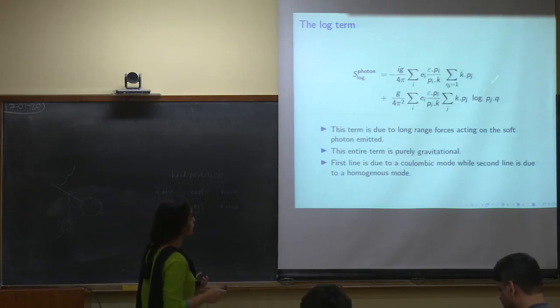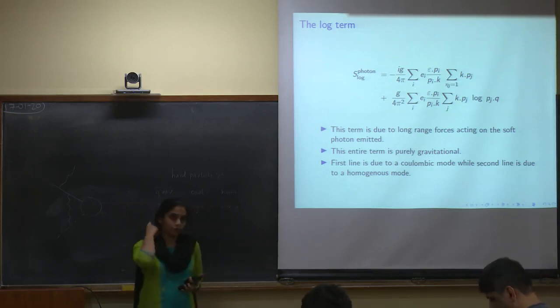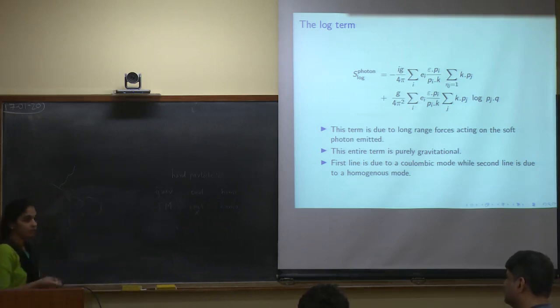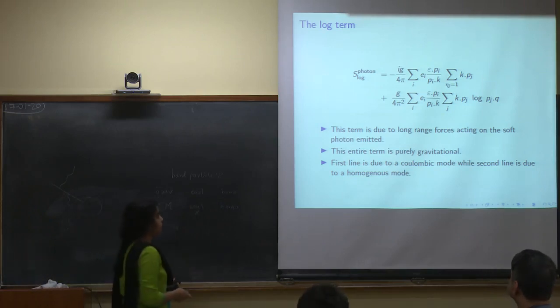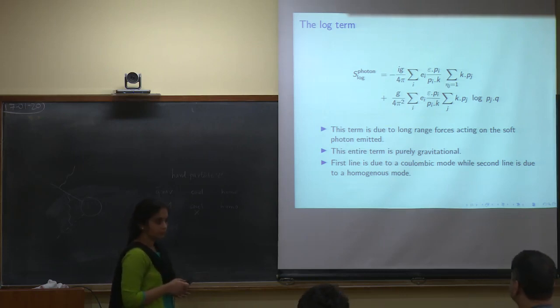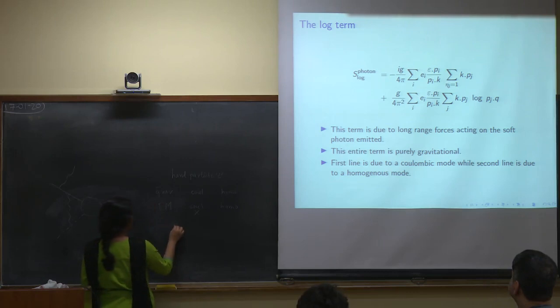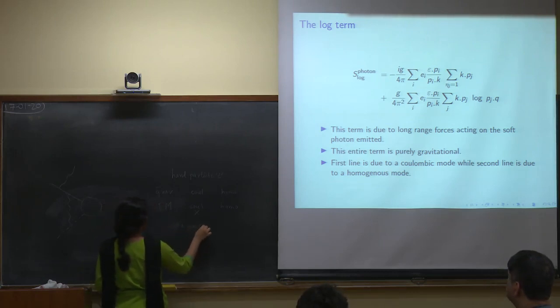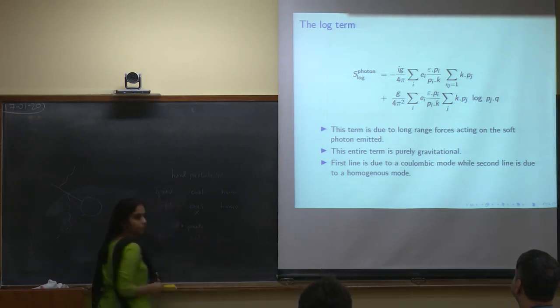Then this part of the log coefficient comes from the acceleration of the emitted soft photon. The soft photon that is emitted itself undergoes some kind of acceleration, and these terms are produced due to that acceleration. Now, since this is uncharged, it is not affected by the long range electromagnetic acceleration. That's why there are only two terms here. So for soft particles, there are only two gravitational terms, Coulombic and homogeneous.